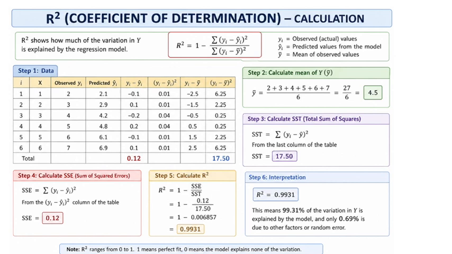So this is how we calculate the R square for regression models. This R square for regression models tells us how much variation in the y variable we can understand using the variable x. So this is about the R square.